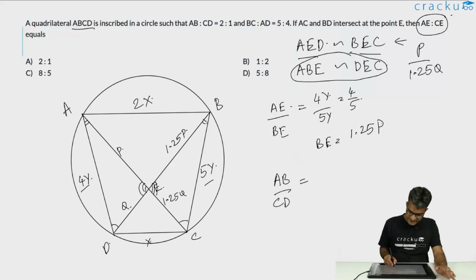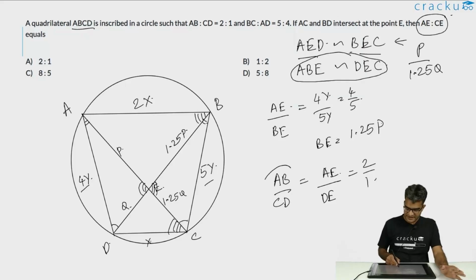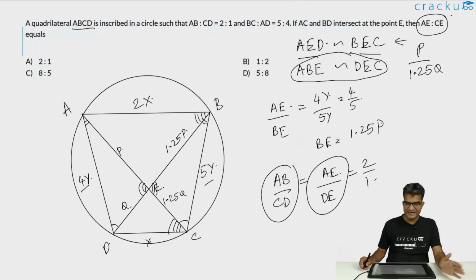P, which is AE. AE is opposite this angle, and in this will be this, which will be AE divided by DE. This is equal to 2:1. What is AB by CD? That is 2:1. So AE divided by DE has to be 2:1. AE is equal to P, DE is equal to Q. So P by Q is equal to 2:1, or P is equal to 2Q.